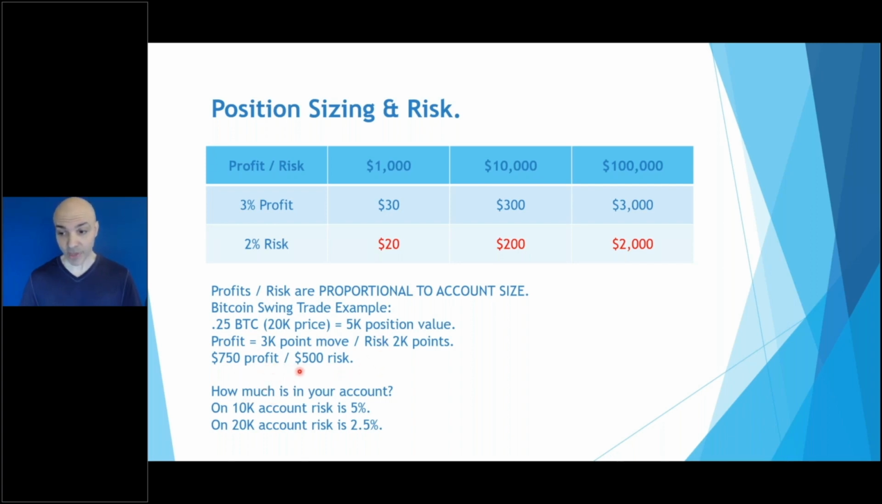Now, at this reward risk, if you have $10,000, you're at 5% risk, which is kind of high. At $20,000, you're at 2.5% risk. This is near the risk parameter of the average 2%. Are you following me so far?